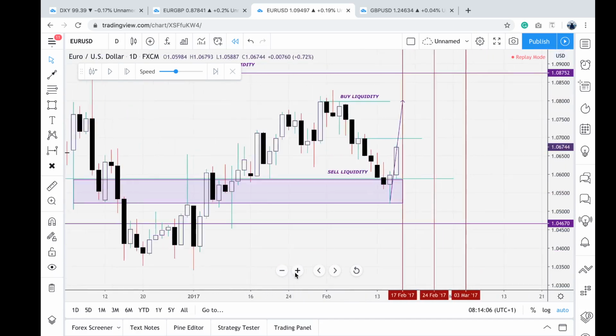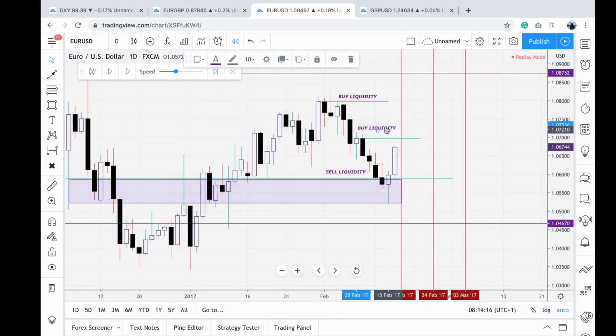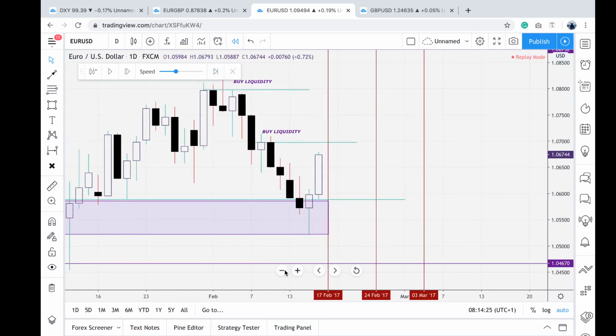So when I see price reach that level as a target, there is buy liquidity resting off that level. That is a potential target in price, and that is where we could look for bullishness to come into the marketplace.